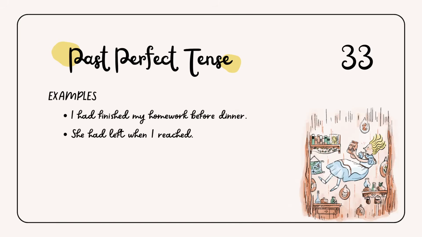Let's now focus on some examples. I had finished my homework before the dinner. So the past action is I had dinner, and what I did before having dinner is my past perfect action, that is I had finished my homework before dinner. And next example, she had left when I reached. So I reached is the past action and she had left already before I reached the place. So that is the past perfect action. I hope it is very crystal clear for you all.